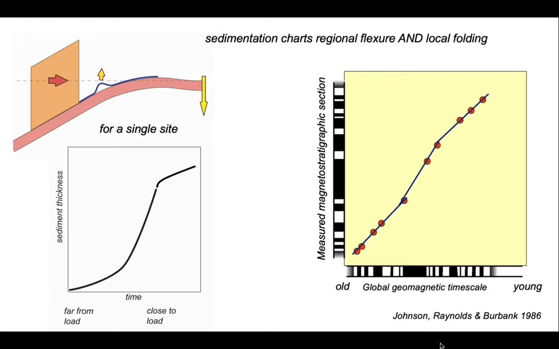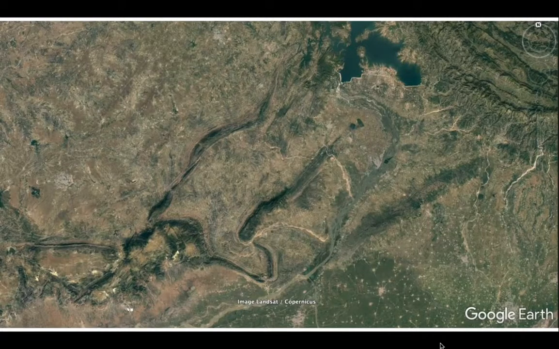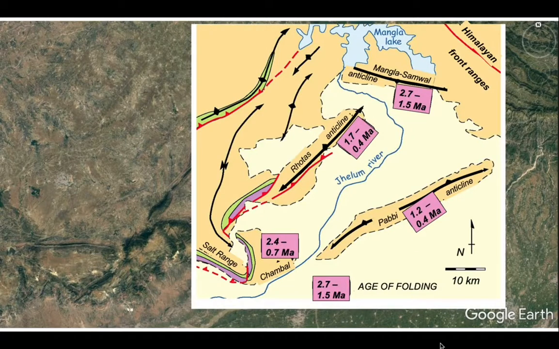It's charting the regional flexure due to the loading of the Indian lithosphere by the advancing Himalayan chain, and it's also charting the local tectonic processes of folding and thrusting within the foreland basin. This gives us a tool then for examining the timing of folding in the foreland basin, particularly the initiation of folding. So let's compile some of these results. And in these purple boxes are the duration of folding for various anticlines in the area. We can see that the anticlines initiate at various times and continue growing.